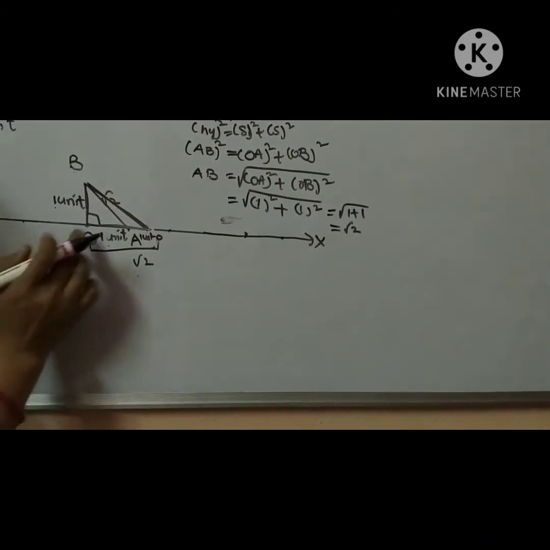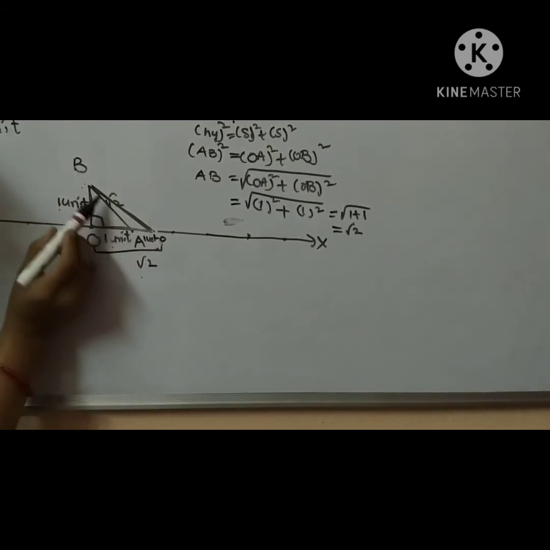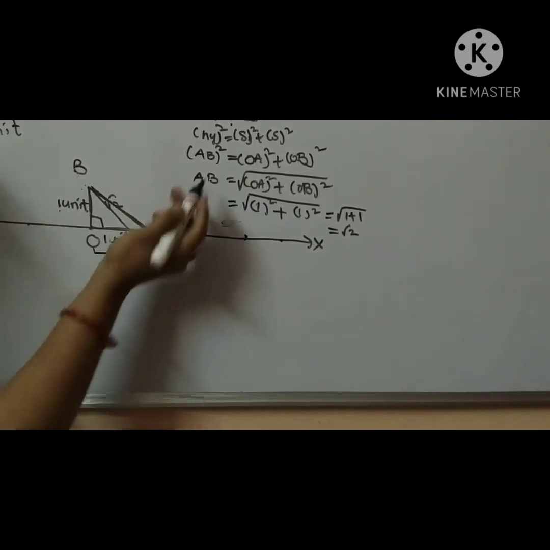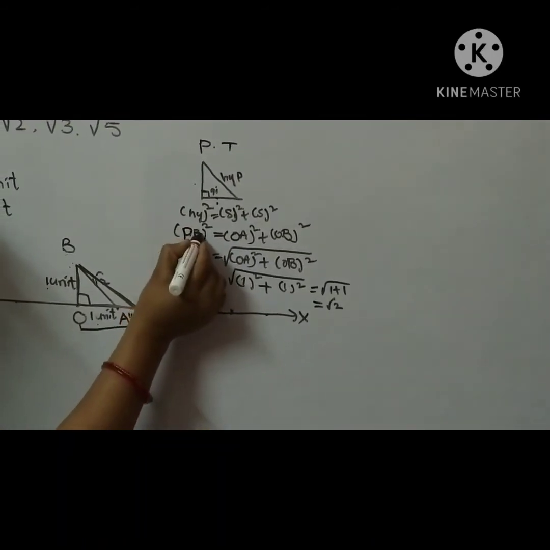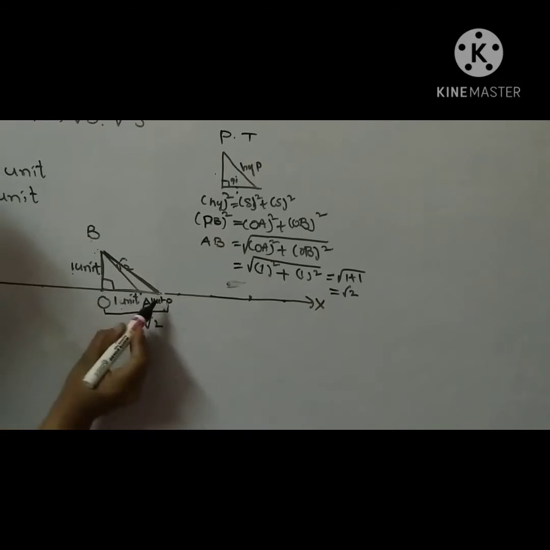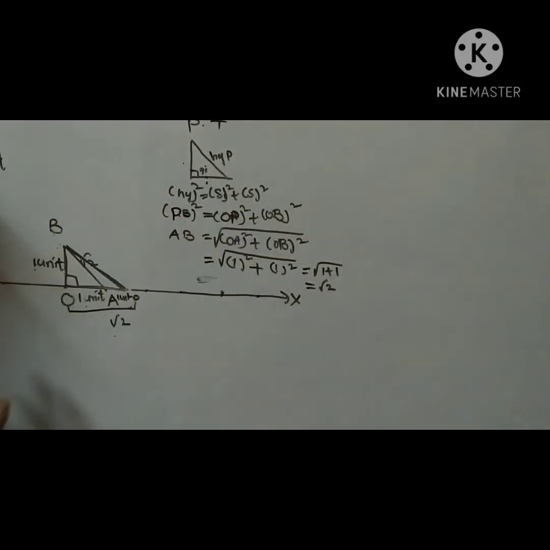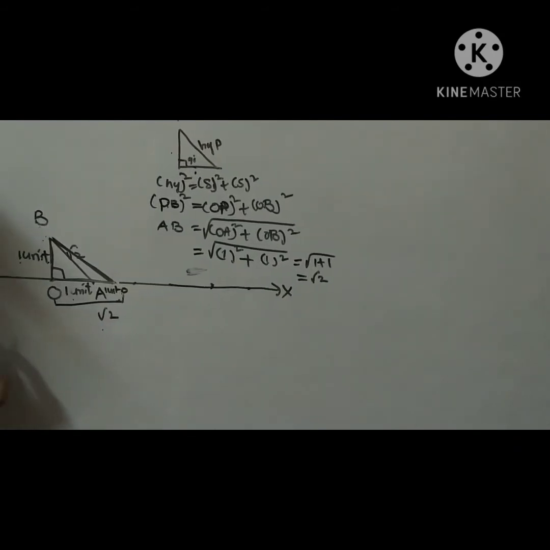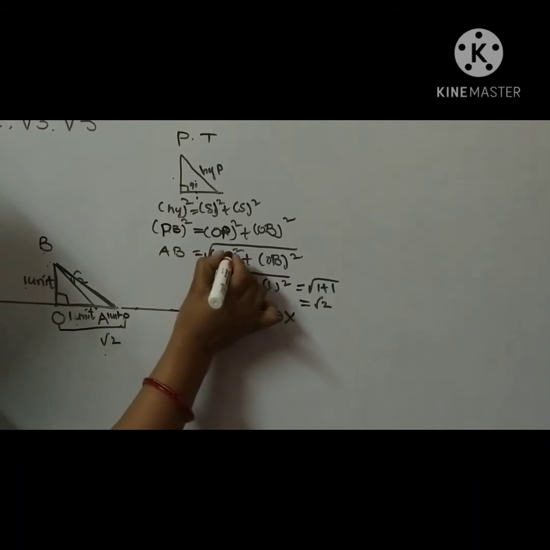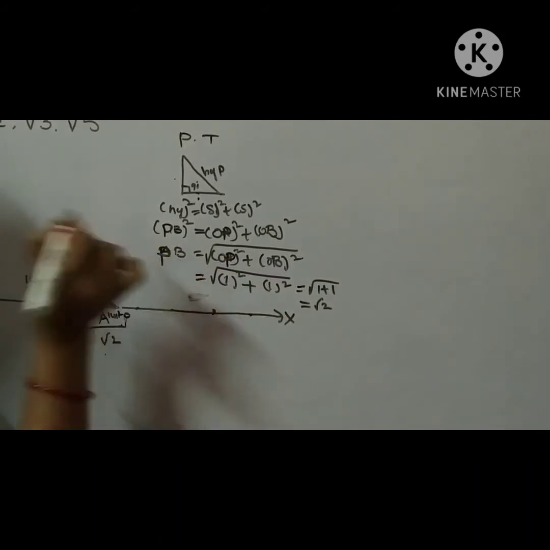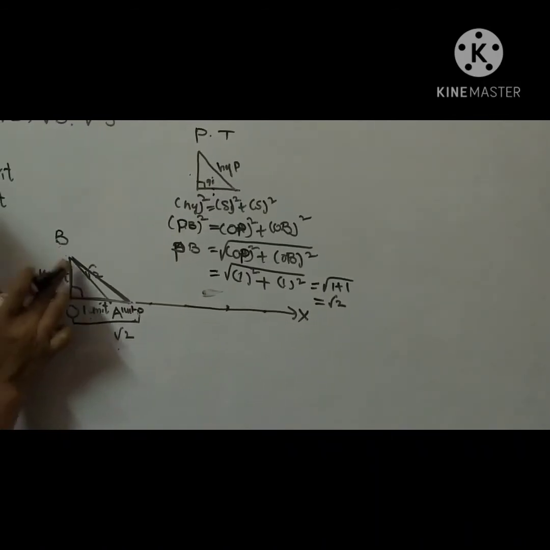So here, what is the hypotenuse? PB. There are two sides and the hypotenuse is PB. So write PB whole square equals OP whole square plus OB whole square, as usual, right? Okay children, did you understand? So next concept, the distance, find the PB.